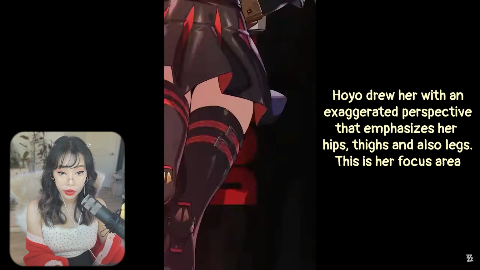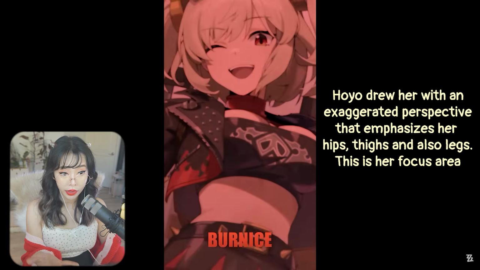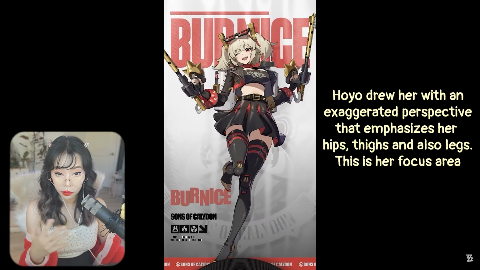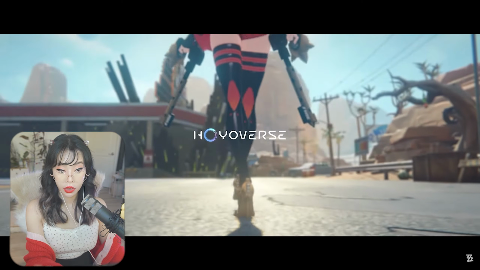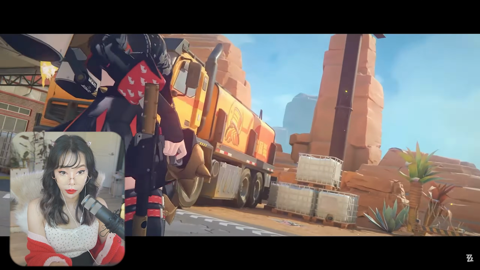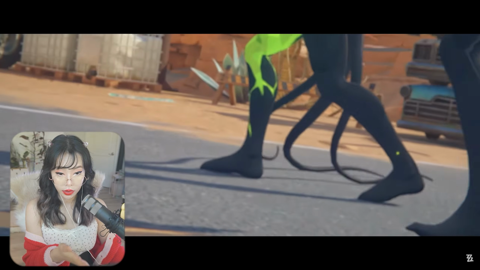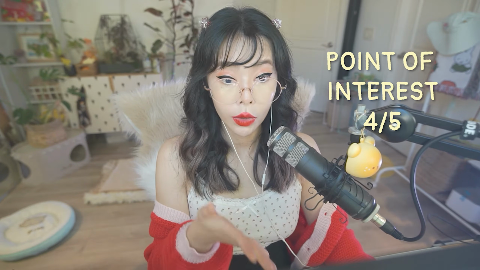So what does her point of interest say about her? The skirt is pleated like a schoolgirl skirt. She looks fun, playful, flirty, feminine. My eyes are being pulled to this area, and sadly, it's not really informing me much about the character, except that she's got a pair of juicy thighs. Because of that, I am going to give her a 4 out of 5 for point of interest.